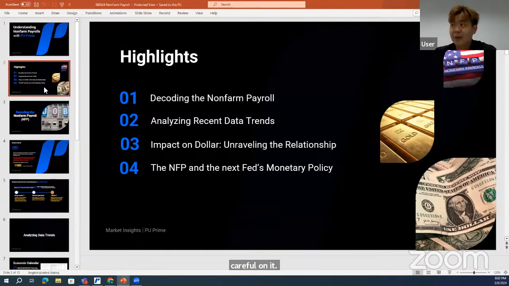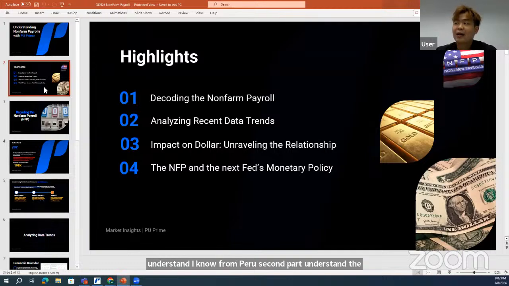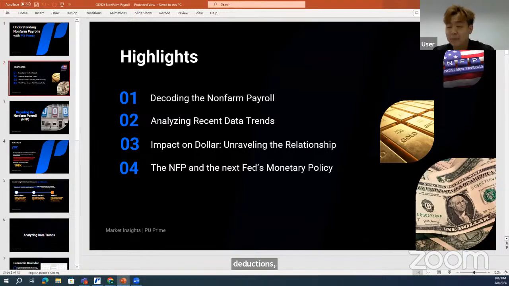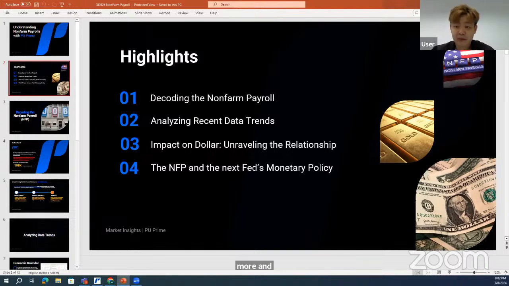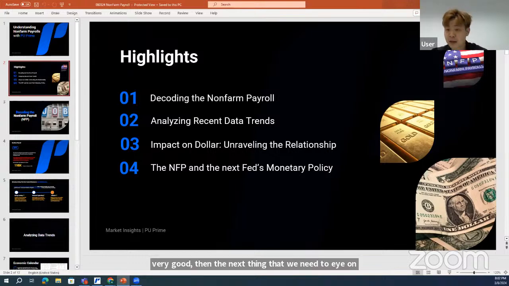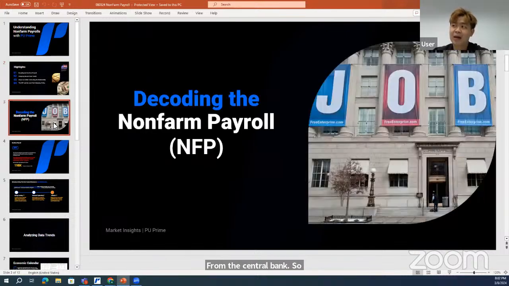Okay, so first part, understand the non-farm payroll. Second part, understand the data trends. Third part, understand the relationship after the non-farm payroll release. And fourth part, we will update you on what to focus on after the NFP release, because NFP is not the final step in your trading journey. After one NFP data release, more things will come out. For example, if the data is very good, then the next thing we need to watch should be the monetary policy statements from the central bank. So we will guide you on what to expect after the NFP.